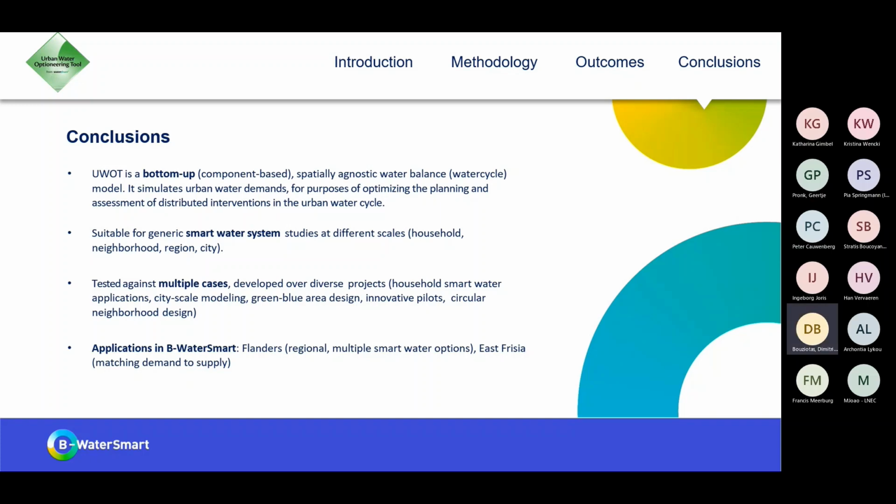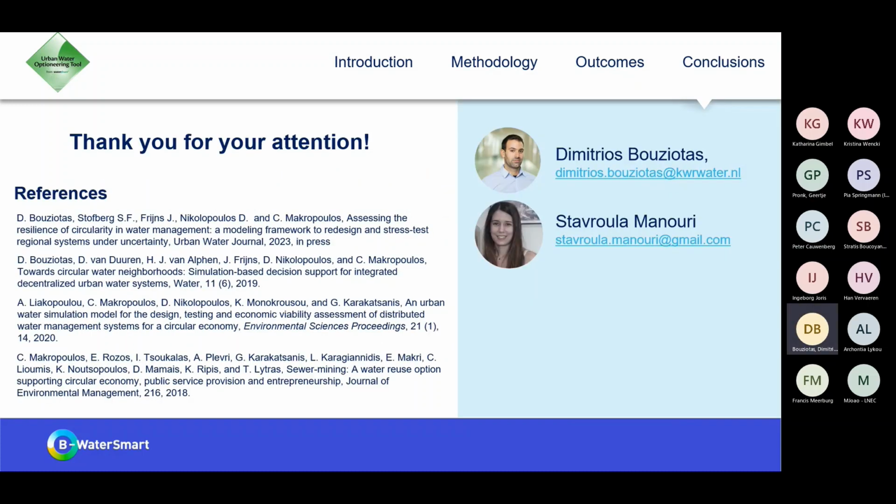Now for B-WaterSmart, UWOT is projected to have 3 regional applications and simulate specific water-smart technologies, 2 for different areas within Flanders, 1 with a drinking water supply and 1 with urban rainwater harvesting, and of course 1 for East Frisia. So at this point, I would like to thank you for your attention.